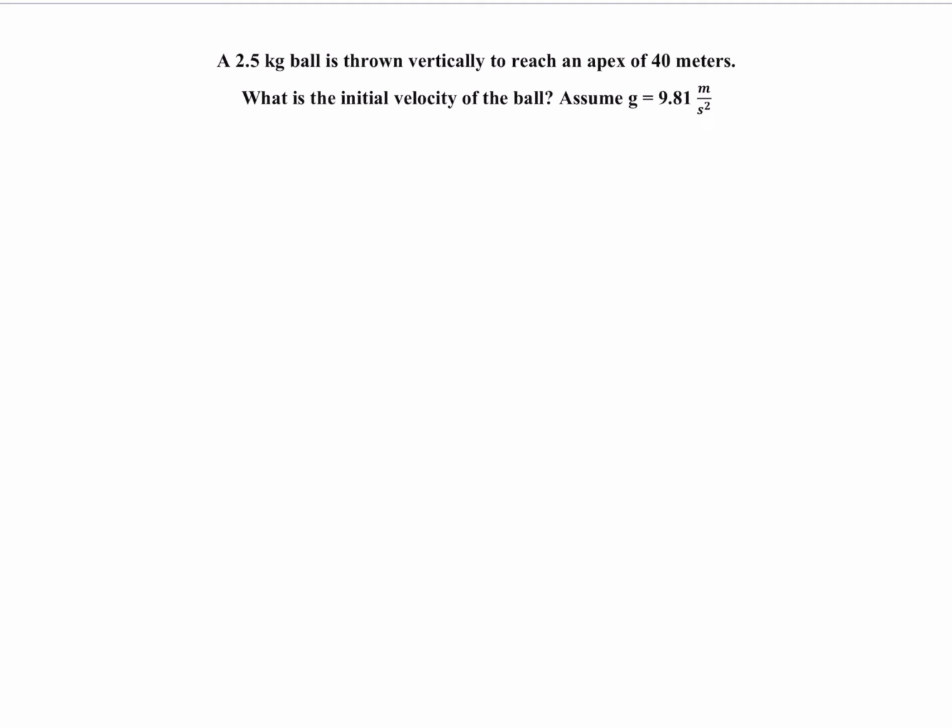A 2.5 kilogram ball is thrown vertically to reach an apex of 40 meters. What is the initial velocity of the ball? And assume that gravity equals 9.81 meters per second squared.